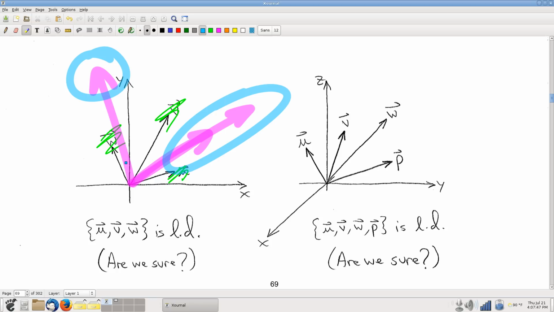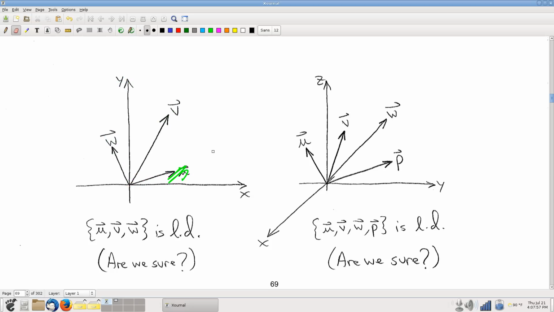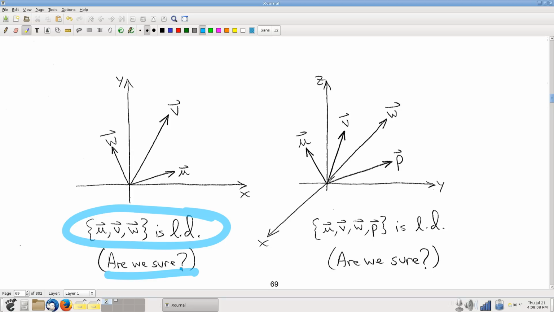So you can twist and turn and try to figure out different ways that you can draw 3 vectors in R2 such that there's no relation, no significant relation between them, and you will never be able to make that work. So I'm going to say here that a trio of vectors in R2 is dependent. I'm going to leave this question, are we sure about this?